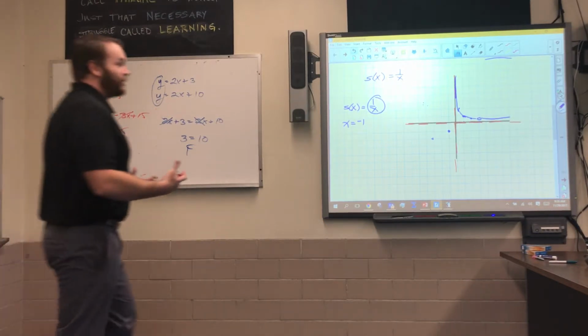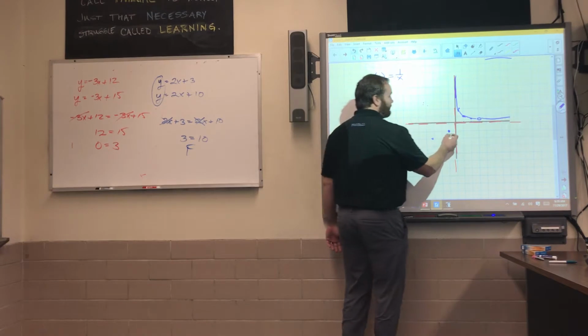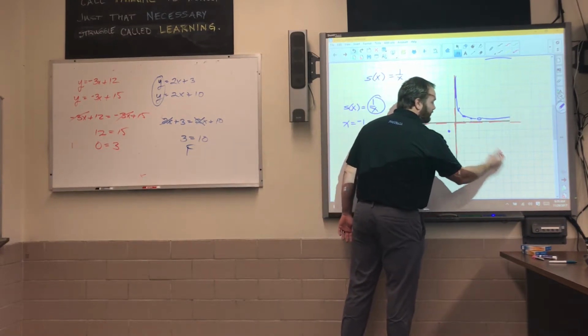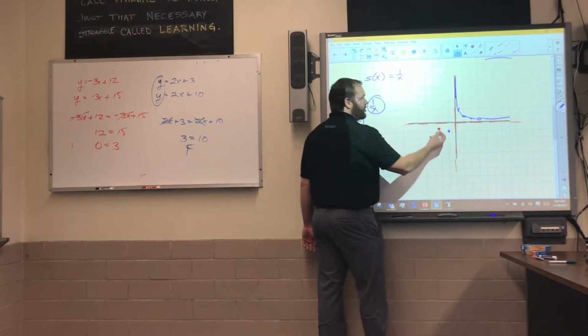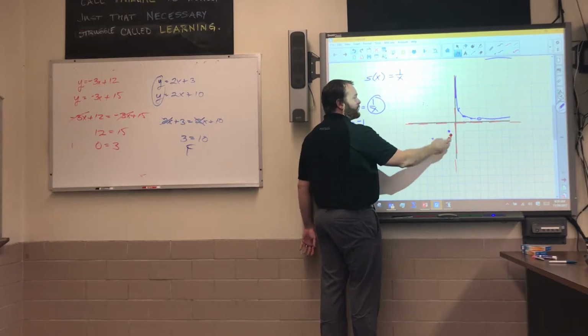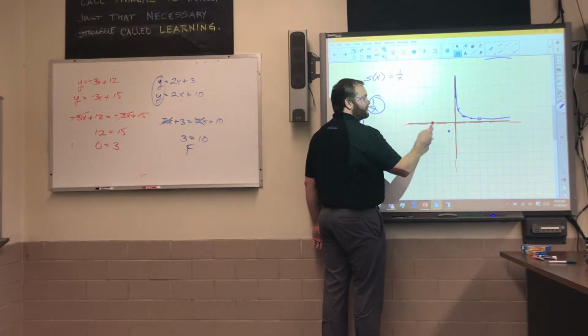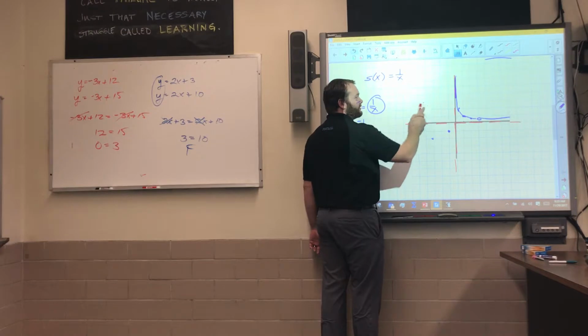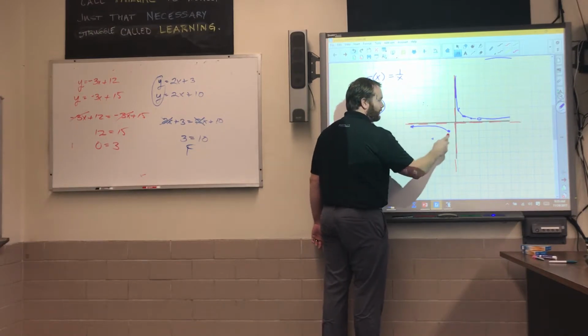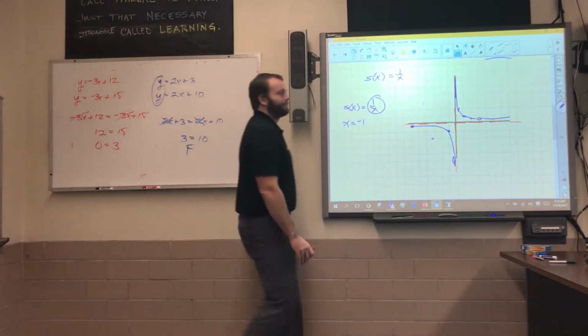Okay, because we know we can't cross over this asymptote, so we're not going to filter over into this region. And we also know that we've done the math to show that we never cross this horizontal asymptote, so I can't filter over into this region. So this curve has to do something like that.